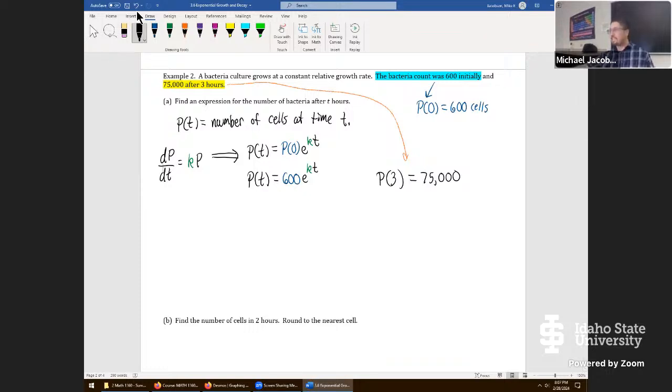Well, after we translate this statement into that equation, notice that this P of 3, that's just this left-hand side. So we're going to take that 3, plug it in for time right into that location. And what we get is 600 e to the power of K times 3. So that's where our 3 goes in the problem.